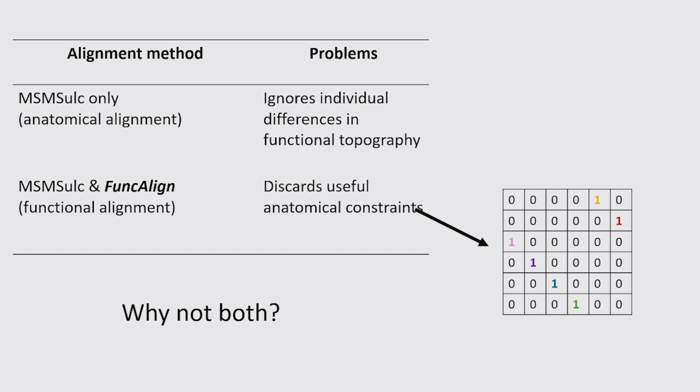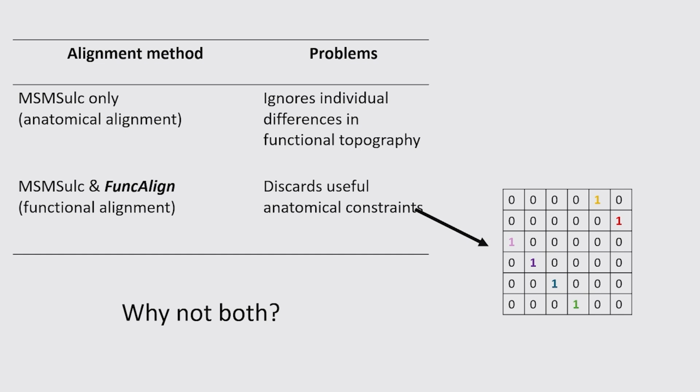So we've already talked about some of the disadvantages of anatomical alignment only at the top, and that is that it ignores the individual differences in functional topography. However, there are also disadvantages to functional alignment. And crucially, one of the disadvantages is that it lets go of or discards potentially useful anatomical constraints. And so we thought, why not do a bit of both? And there are good reasons we might want to do that. For example, if the fMRI data is quite noisy, then ideally we wanted a method that would just say, let's ignore that fMRI data and just stick to the good anatomical alignment that we've already got.